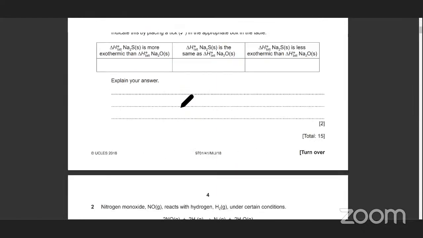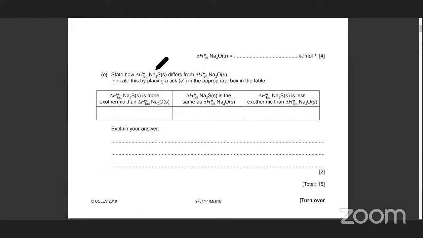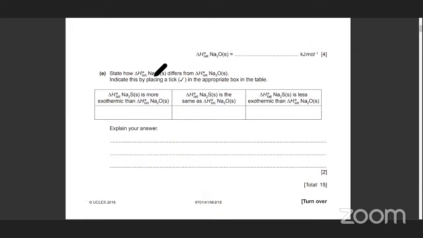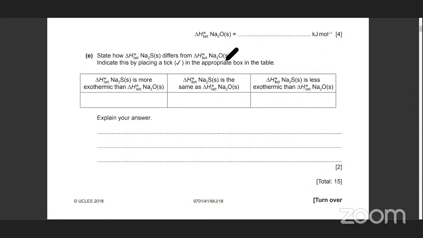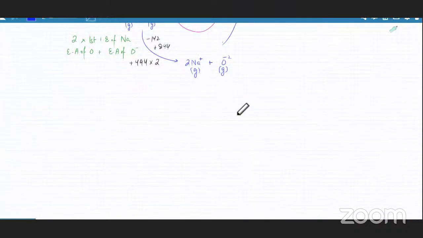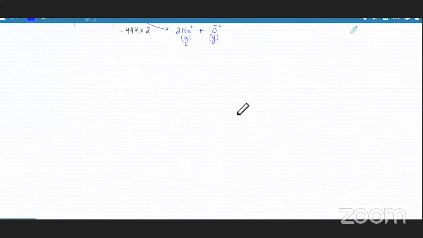So next is this thing. We found the lattice enthalpy. Now you're saying state how the lattice enthalpy of Na2S differs from Na2O. Indicate this by placing a tick in your answer. तो उसी वे बोर्ड पे चला जाए. So Na2O and Na2S, इन दोनों का you have to do a comparison. So Na2O. अब इसके अंदर clearly lattice energy of Na2O is going to be higher. Why? Because it has a stronger lattice.